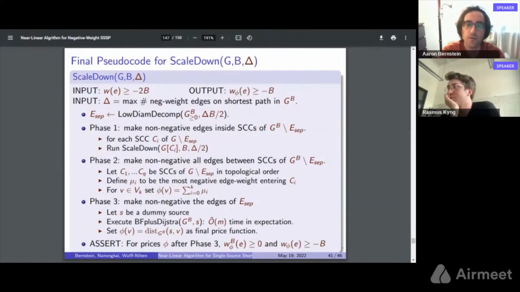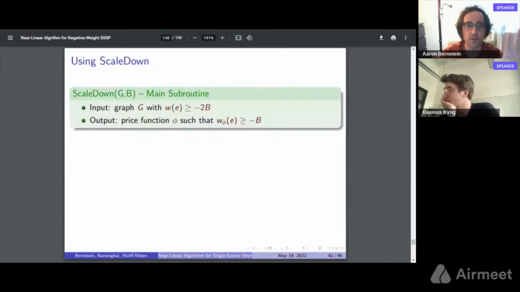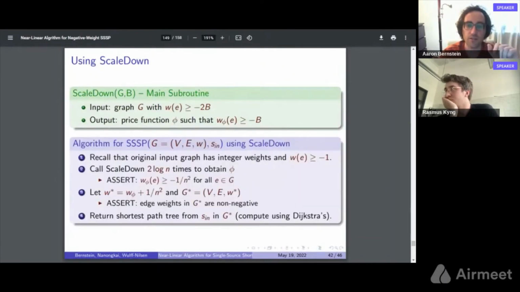Okay, so this is the pseudocode. And now I'm just going to quickly do open problems, a summary of our results, that kind of thing. One thing I want to say first is, once we have this scale down algorithm, recall that this immediately gives the final algorithm. You just keep applying scale down over and over again until your edge weights are barely negative, and then you bump them up so that they're not negative. So scale down is really all we need.